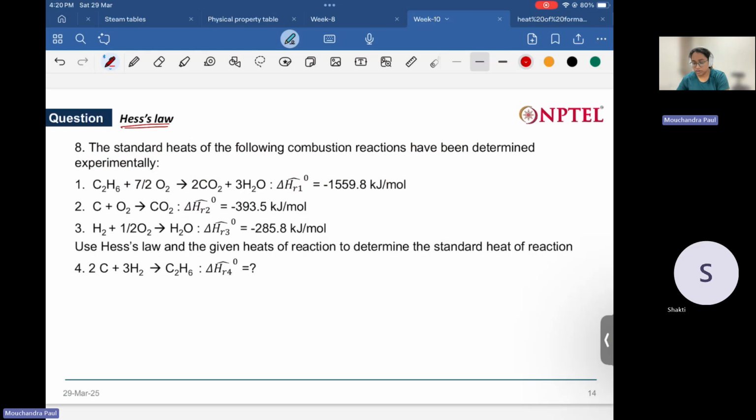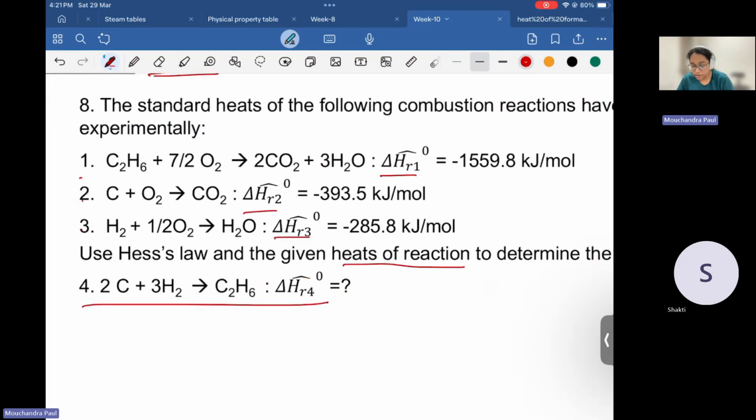Okay, so we'll use this concept to solve this particular problem. You are given 3 reactions, 1, 2, and 3, and for them the corresponding standard heats of reaction are given. We have to use Hess's law and the given heats of reaction to determine the standard heat of the reaction for reaction 4. Before we do that, let's observe carefully which components are there in reaction 4 and how we can get reaction 4 from reactions 1, 2, and 3.